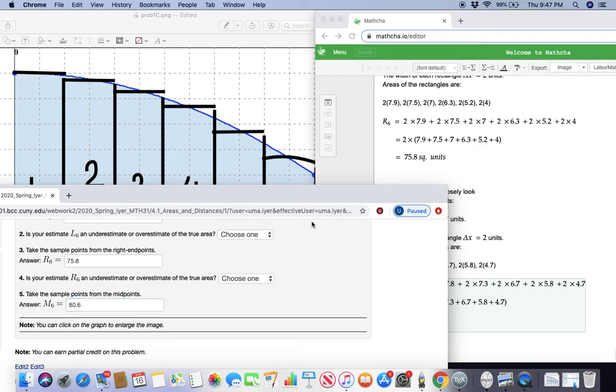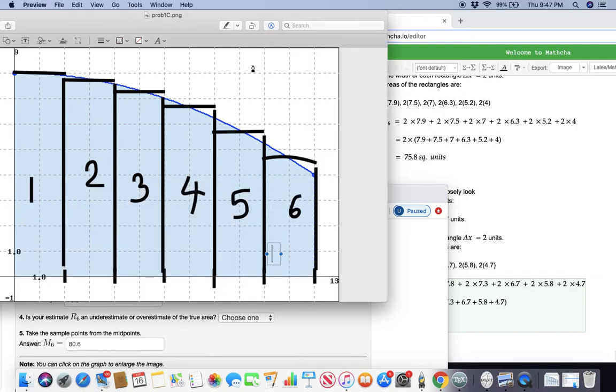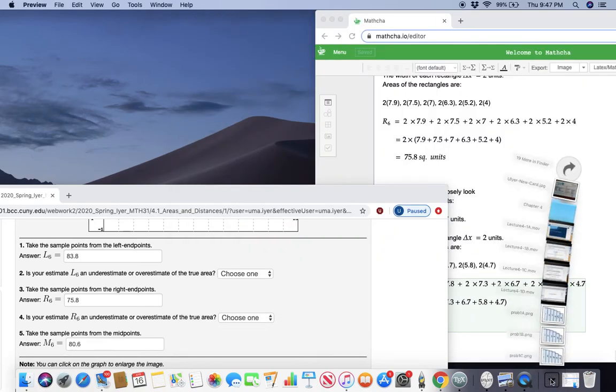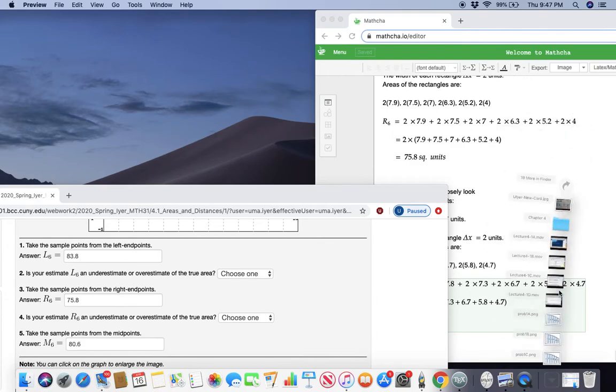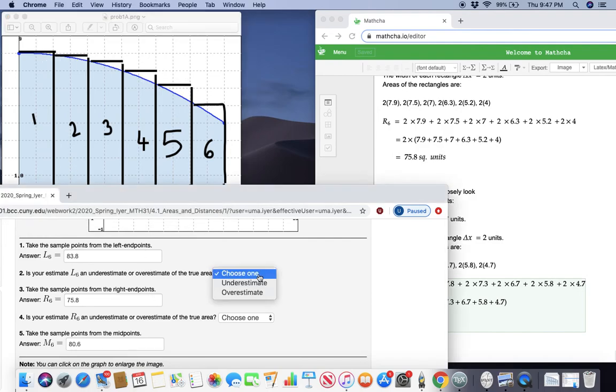All right. Now, two questions. Is L6 an underestimate or an overestimate? Right? So L6 was the left endpoint. So let me go back to L6. That was the area using left endpoints. Looks like all the rectangles are above my curve. So I actually get more area using these rectangles. So this is an overestimate.